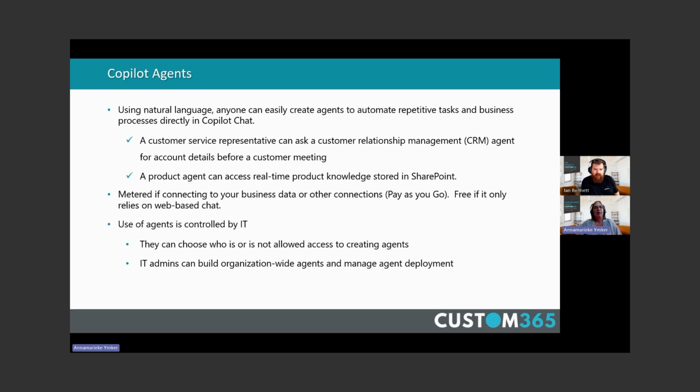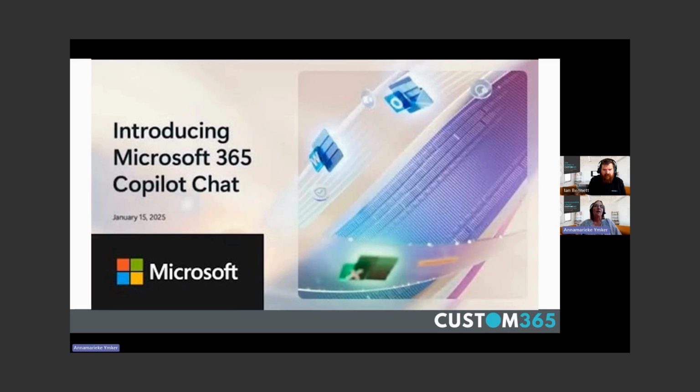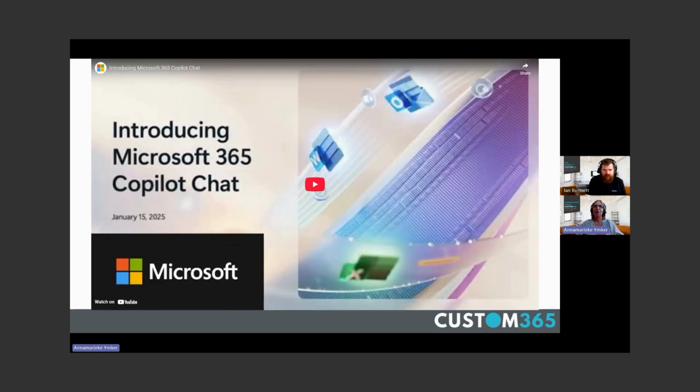The use of the agents is controlled by IT. IT can choose who is and who is not allowed to create agents, and also who is and isn't allowed to use agents. IT can also build organization-wide agents that they can then deploy and manage. That's both in the paid and the free version of Copilot.